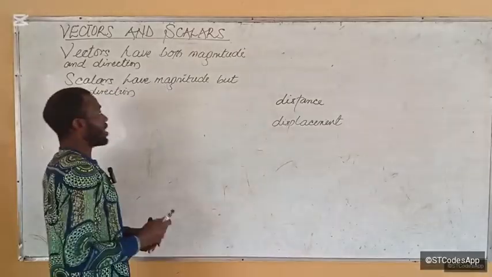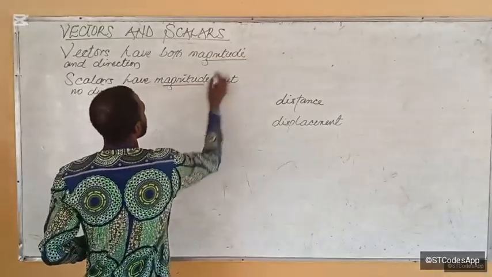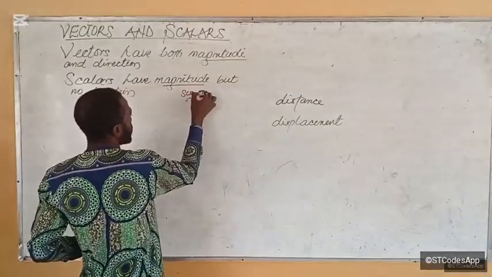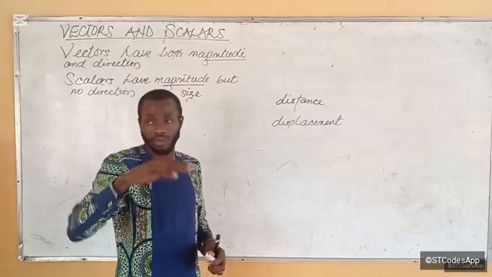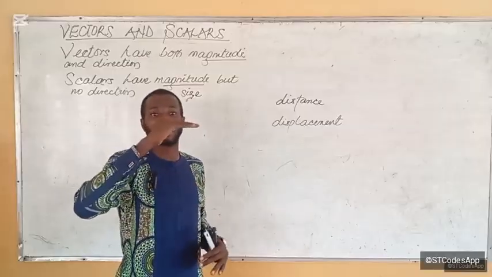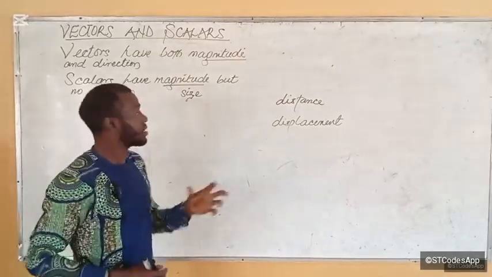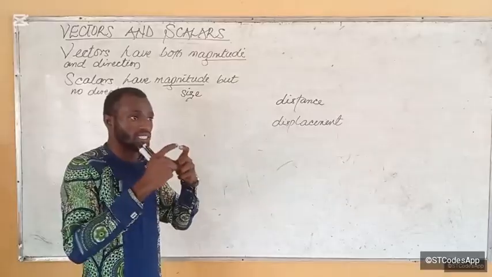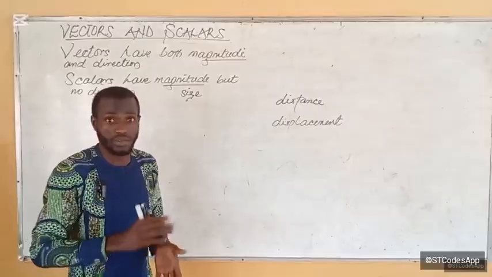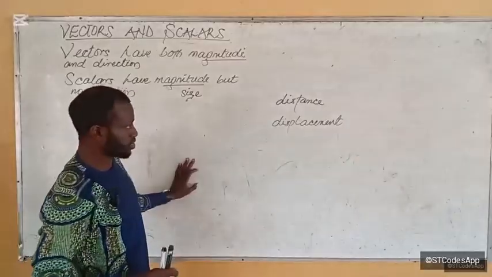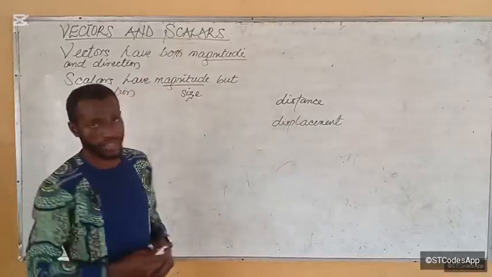All right, so what does magnitude even mean? Magnitude means size, okay? For example, if I say I am 6 feet tall, it means that 6 is the number that represents my height in feet. Is that clear? So that is the size, the quantity, the number, the value that represents it. That is magnitude. Now, how do distance and displacement explain vector and scalar?